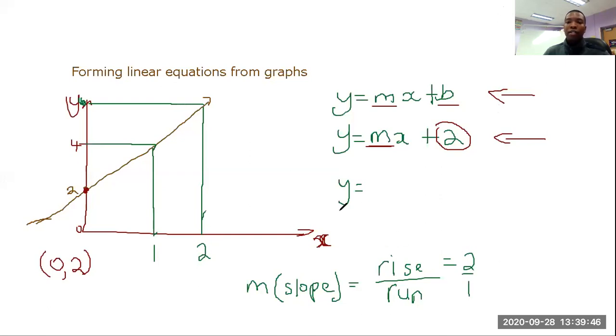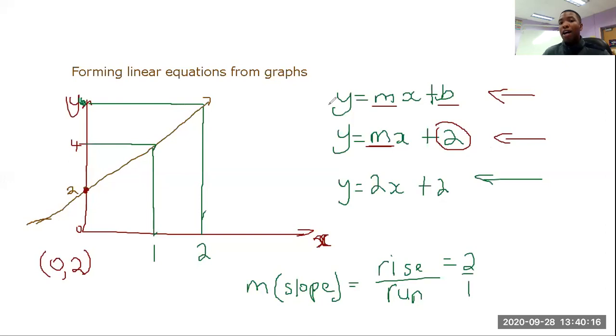If we look at this, 2 over 1 is the same thing as 2. Someone had said in the chat that the equation is y equals 2 over 1 x. We don't have to write 2 over 1 because 2 over 1 is 2. All right? Anything over 1 is itself. In reality, we don't count 1 over 1, 2 over 1, and 3 over 1. We just say 1, 2, 3, 4, 5, 6, and continue. So this is 2x plus 2. And my slope is positive because it goes in that direction.